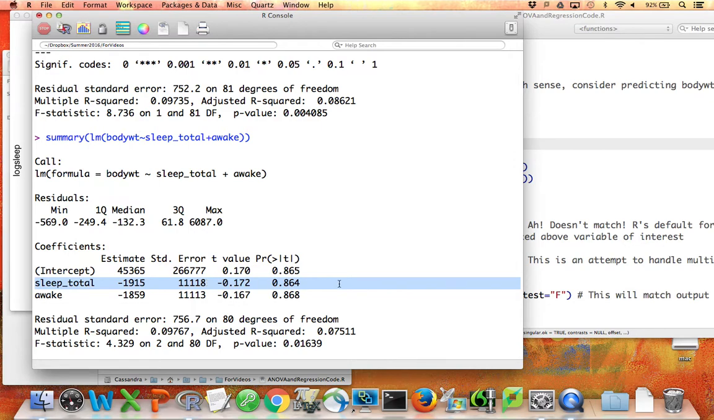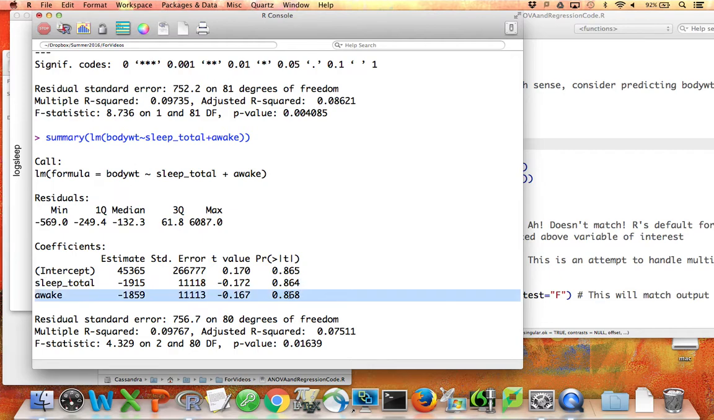So this row I've highlighted here summarizes a t-test that compares the model that includes both sleep total and awake to the model that only includes awake. And what we're seeing is if awake is already in the model, we don't also need sleep total. This row is summarizing the results of a t-test that compares the model that includes both sleep total and awake to the model that only includes sleep total. And we're seeing that if sleep total is in the model, we don't also need awake.